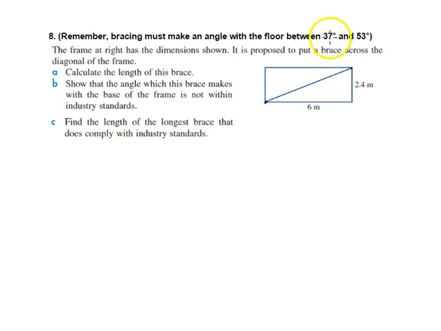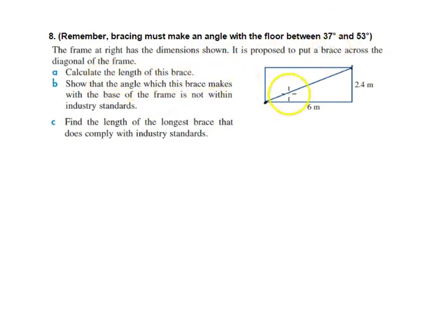The reason you check the diagonal first is because the longest brace may be bigger than 37 degrees depending on the length of the wall. So always, if you're asked to find the longest brace, always check the corner to corner first. And if that doesn't work, then you go with 37 degrees. Okay, so having said that, let's just finish this up.